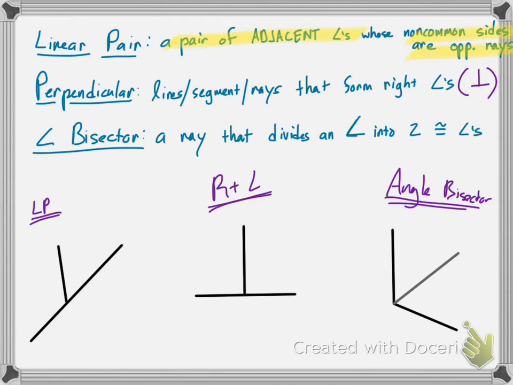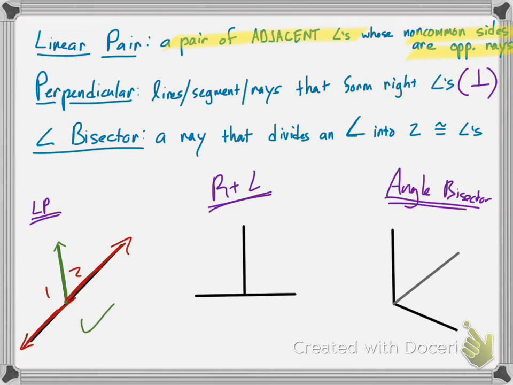So down here we have two angles. All right, we'll call this angle 1 and 2. So these two angles, they are adjacent. They share this common side. And their non-common sides, which would be here and here, they form a straight line. They are opposite rays. So this would check the boxes for the linear pair definition.